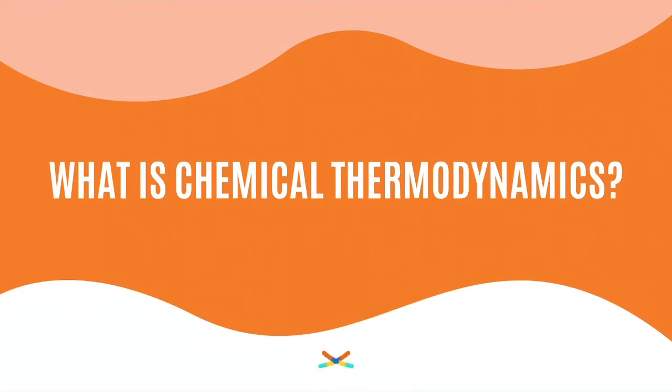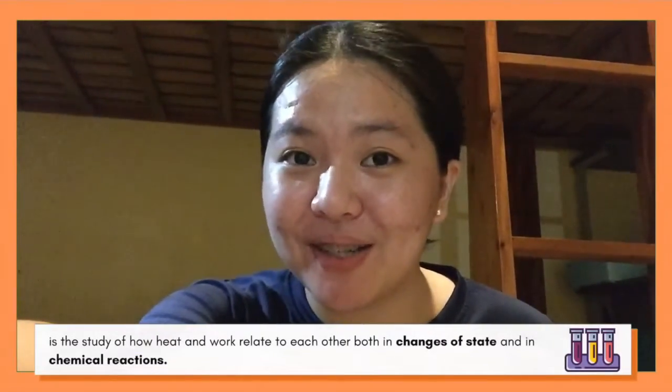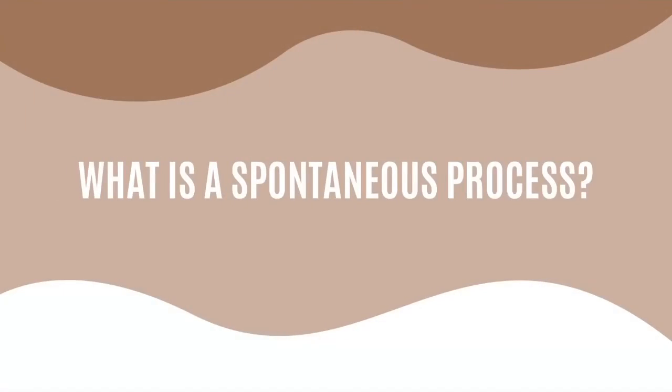is chemical thermodynamics. Chemical thermodynamics is the study of how heat and work relate to each other, both in changes of state and in chemical reactions. What is a spontaneous process?